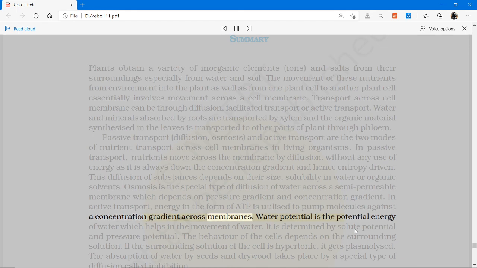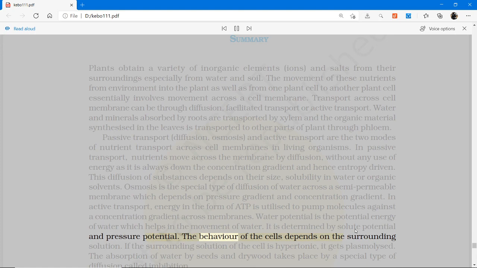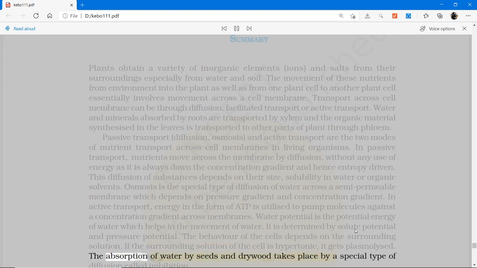Water potential is the potential energy of water which helps in the movement of water. It is determined by solute potential and pressure potential. The behavior of the cells depends on the surrounding solution. If the surrounding solution of the cell is hypertonic, it gets plasmolysed. The absorption of water by seeds and dry wood takes place by a special type of diffusion called imbibition.